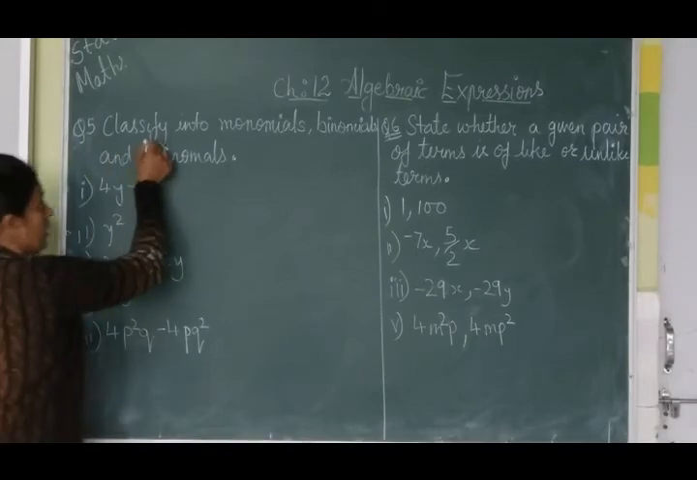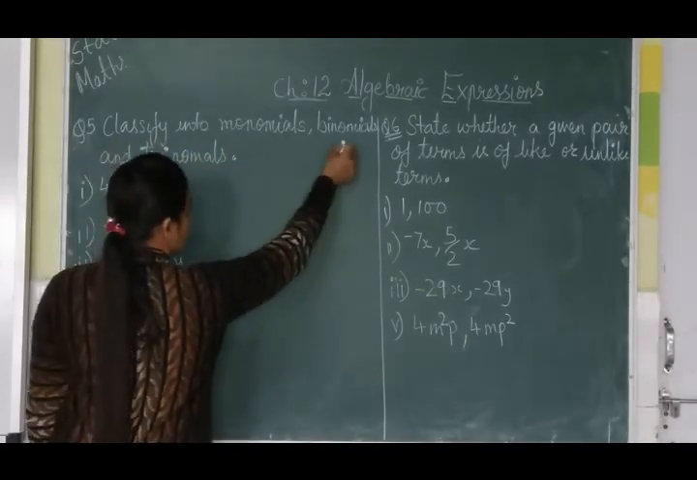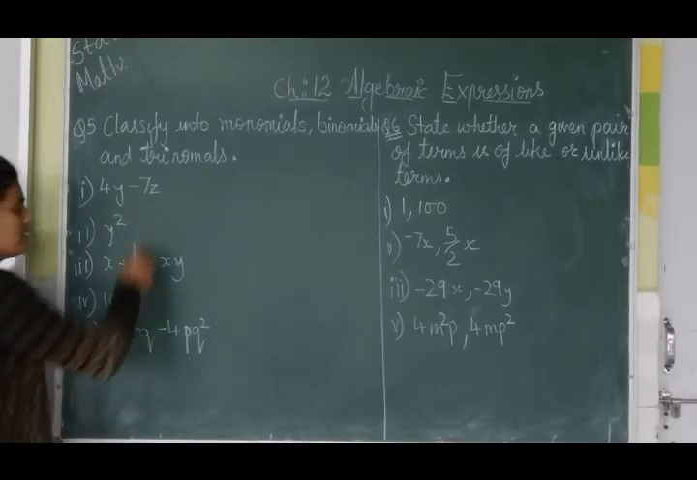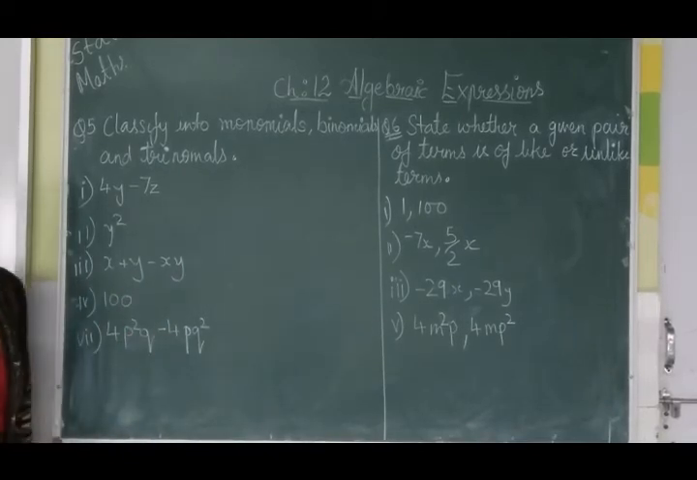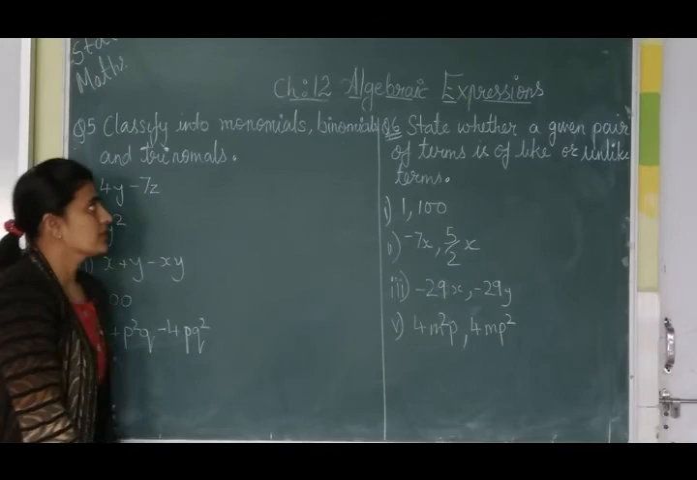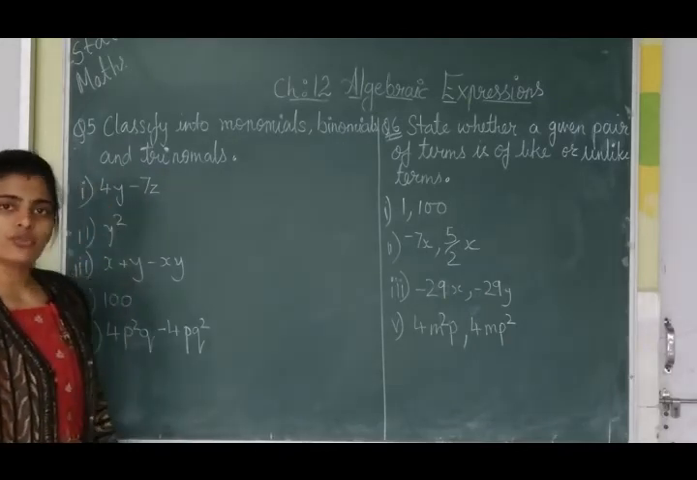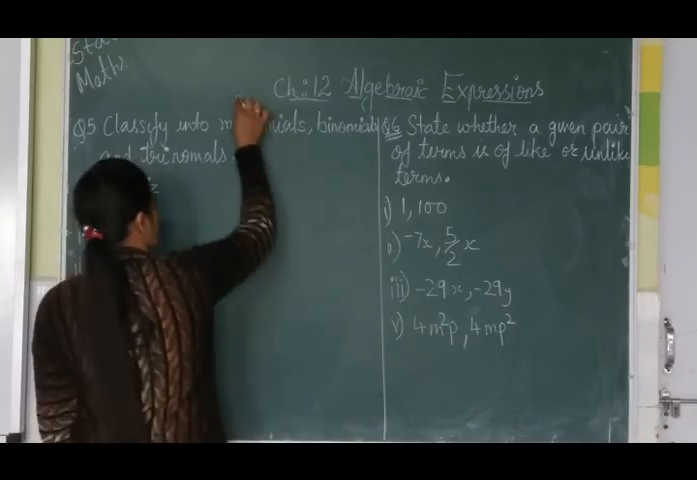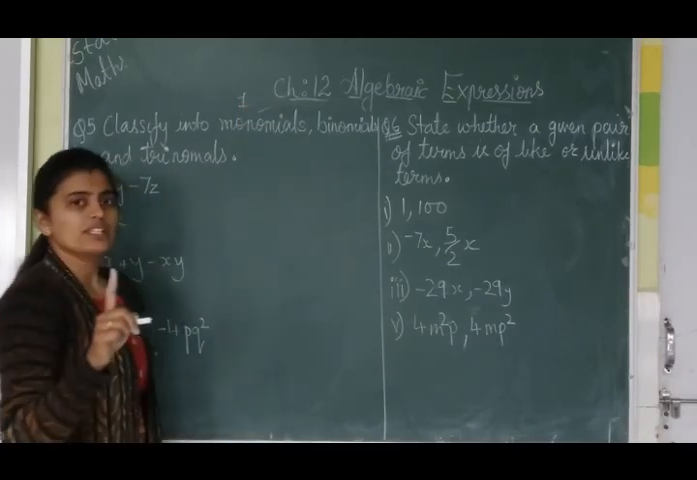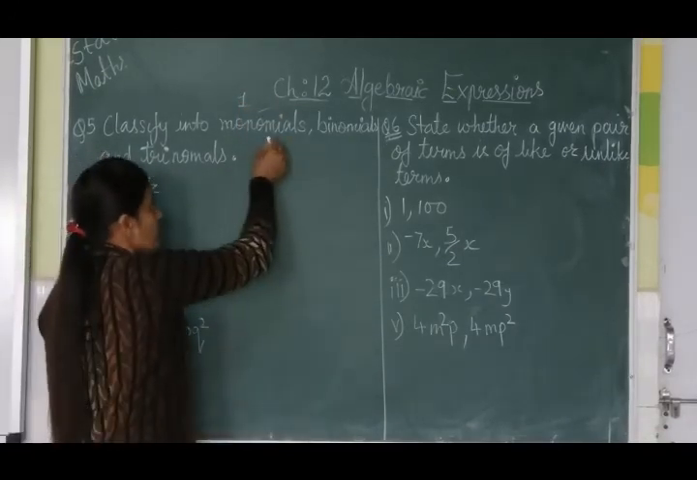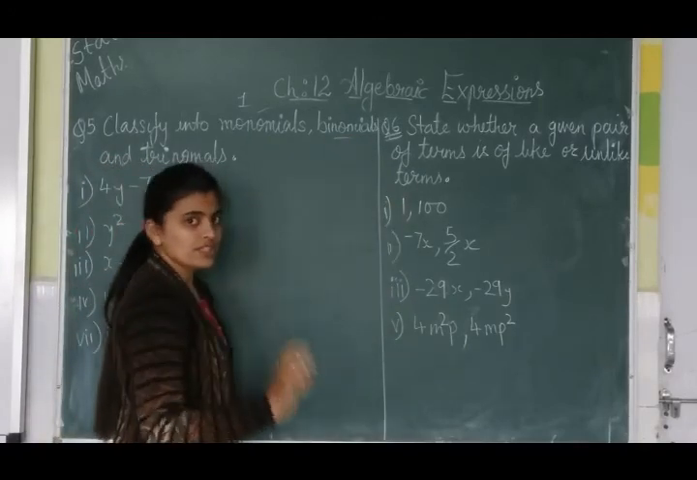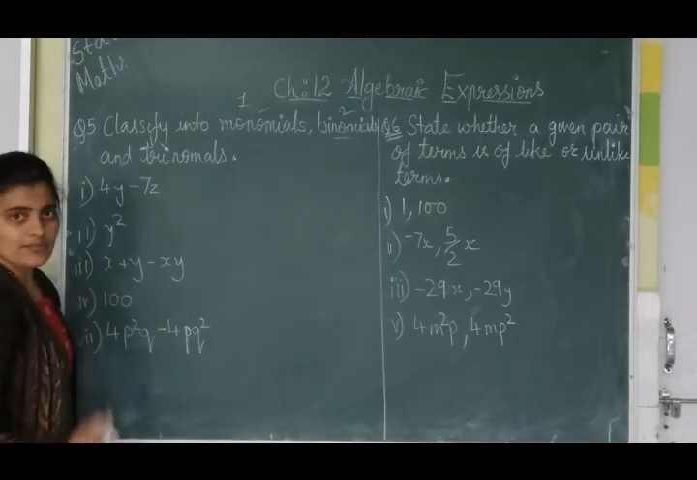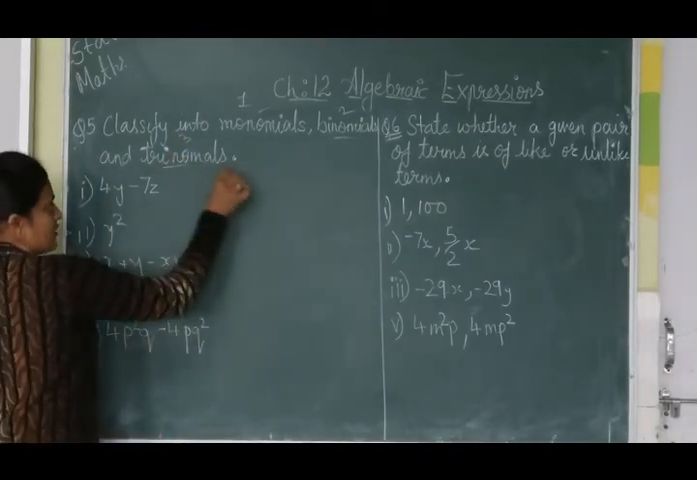Question number 5. Classify into monomials, binomials and trinomials. Here the expressions are given and we have to find out the monomials, binomials and trinomials. First you should know what a monomial is. For a monomial, the number of terms should be 1. If there are two terms in the expression, it is a binomial. And if three terms are there, it is a trinomial.